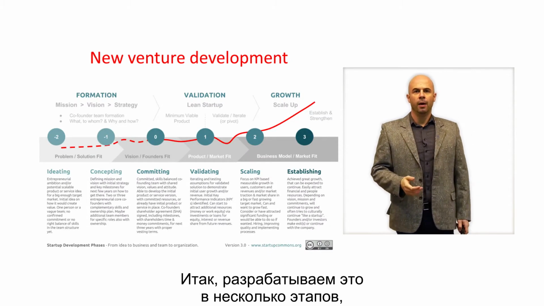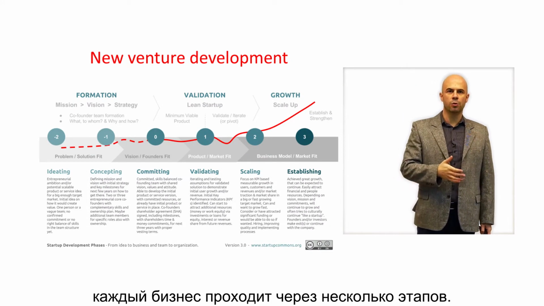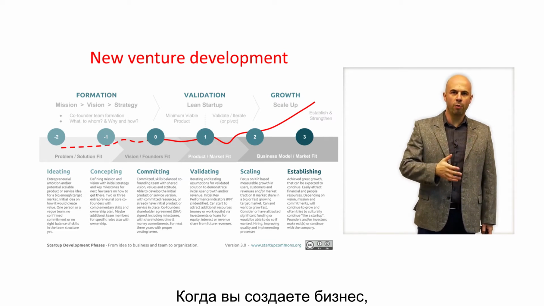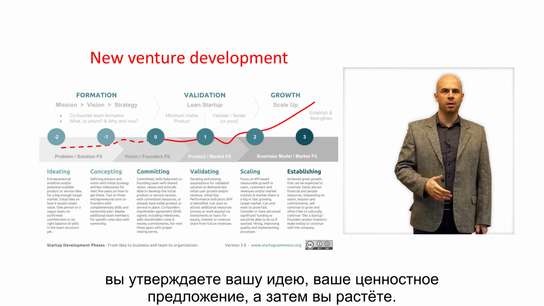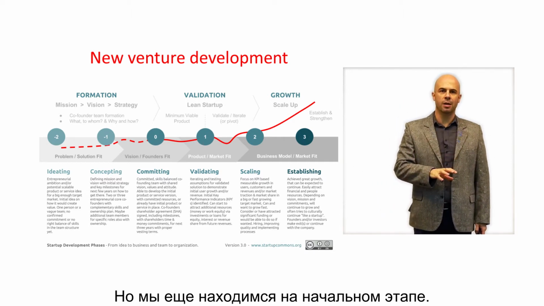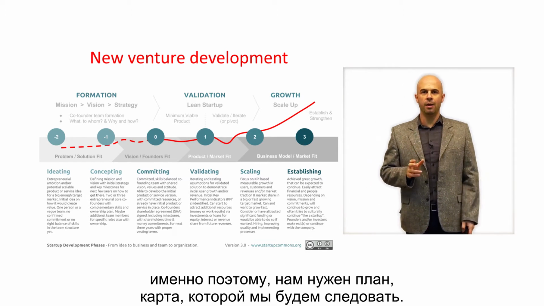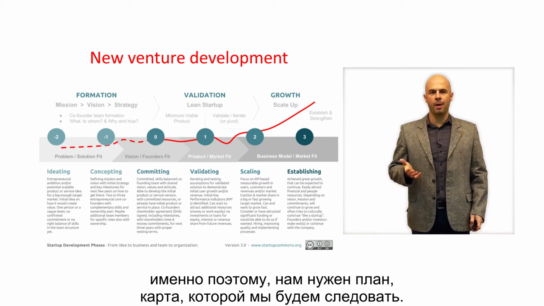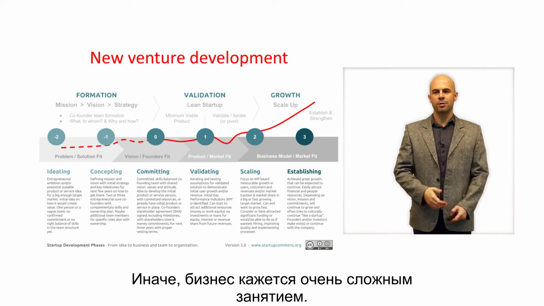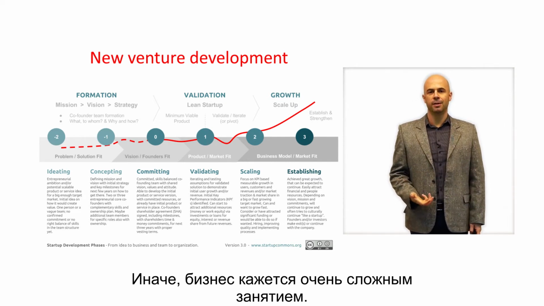Now that is developed through a few stages. Every business goes through these stages. So you form a business, you validate your idea, your value proposition, and then you grow. But we're in the early stages now. So first, we need to think about the forming. And that is why, for that, we need a plan. We need a map to follow. Otherwise, doing business seems a complicated, a difficult thing to do.